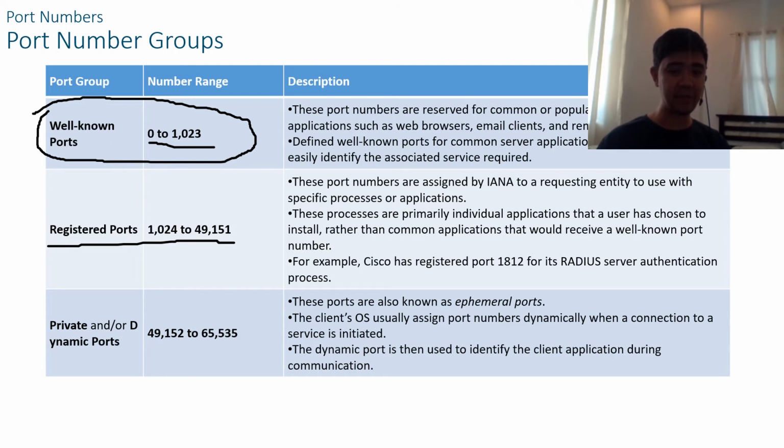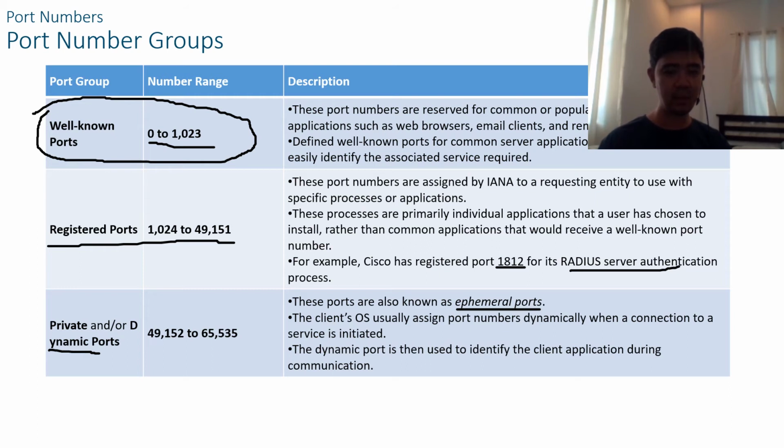These are for specific services. For example, the port number for the RADIUS server is 1812. It's under registered ports. There is also a registered port for RDP, Remote Desktop Protocol. And then we have the private or dynamic ports, also known as ephemeral ports.